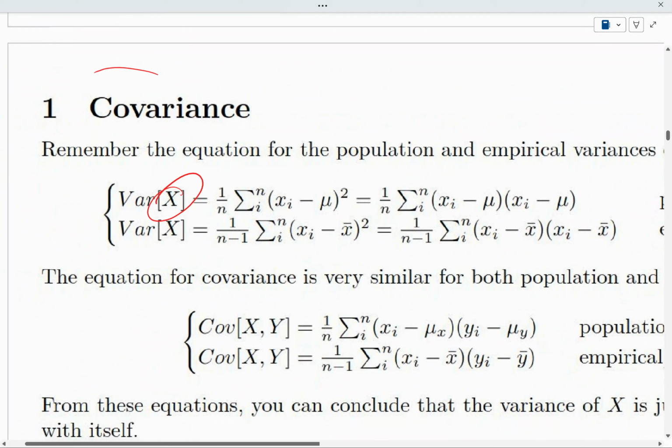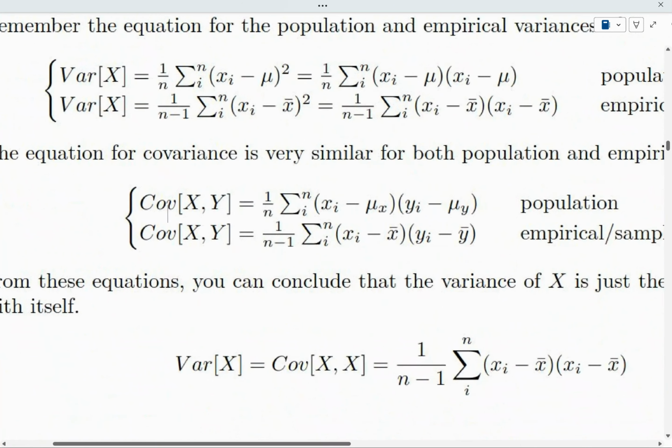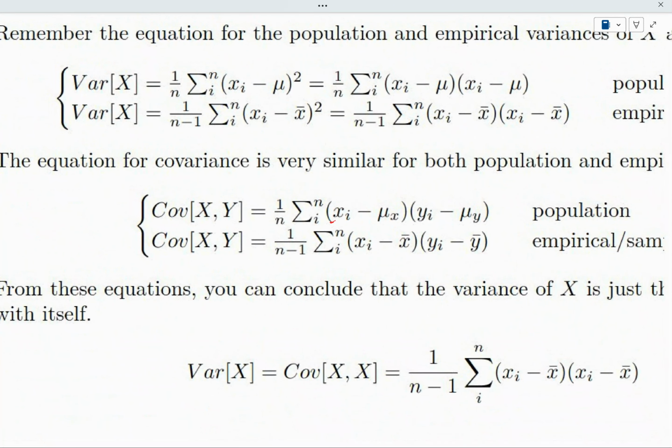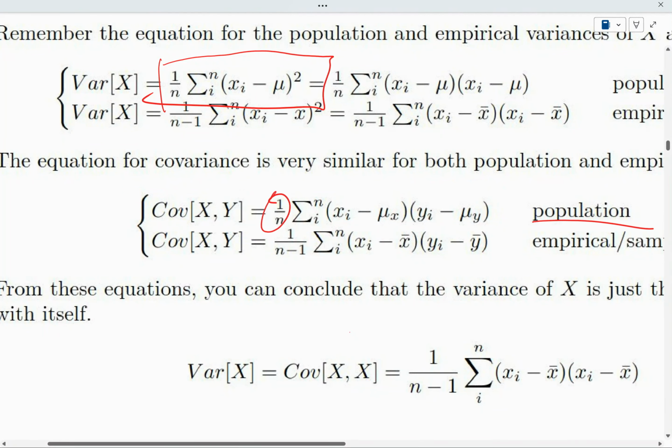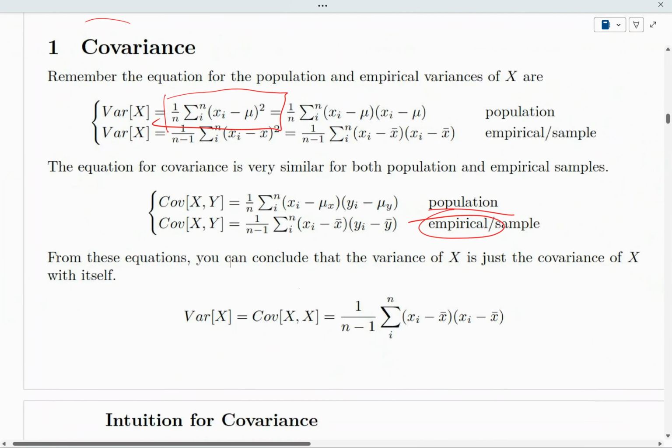Covariance takes two variables into account. When you take two variables into account, what you have is the distance from the center for x and the distance from the center for y multiplied together, and the average of that. So it's the average of the distance from the center for x times the distance from the center for y. Notice how the covariance equation looks very, very similar to the variance equation. For the case of population, we have 1 over n, and for empirical, we have 1 over n minus 1.